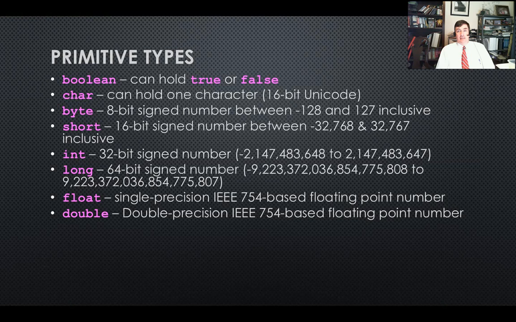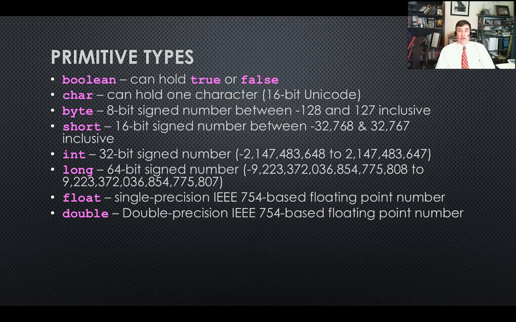Byte is an 8-bit signed number. So that means you have 7 bits for the number and 1 bit for the sign, either positive or negative, which gives you a value of between -128 and +127, inclusive. Short is a 16-bit signed number. That means it has a value range between -32,768 and +32,767, inclusive. Int is an integer.